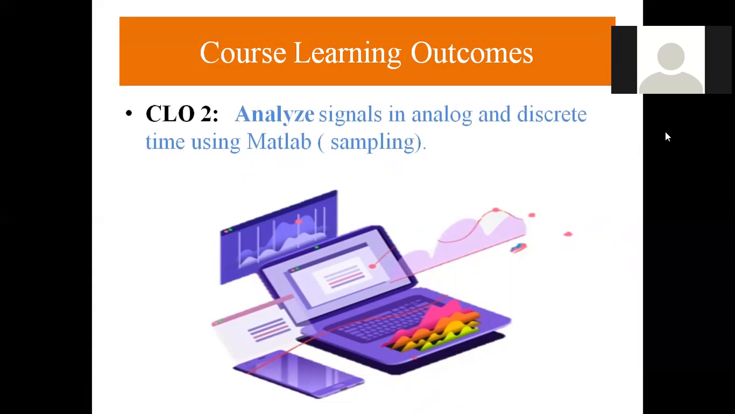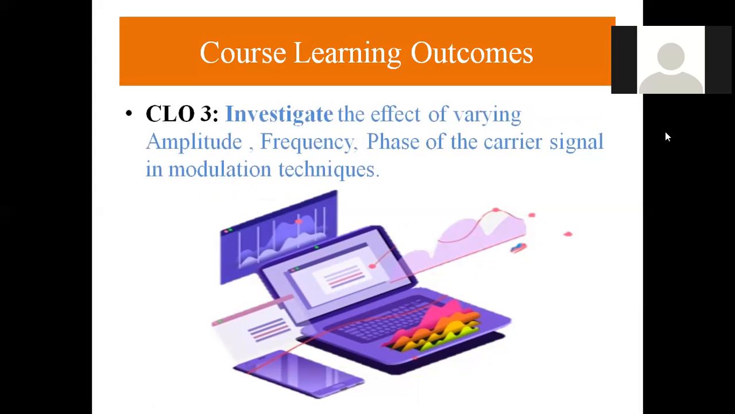After that we have CLO 2, which is to analyze signals in analog and discrete time using MATLAB. We analyze signals in analog as well as discrete time using MATLAB, and that is basically known as sampling. The third CLO of the course is to investigate the effect of varying amplitude, frequency, and phase of the carrier signal in modulation techniques. Because in modulation techniques we have a carrier signal, we investigate the effect of varying the amplitude, frequency, and phase of the carrier signal.